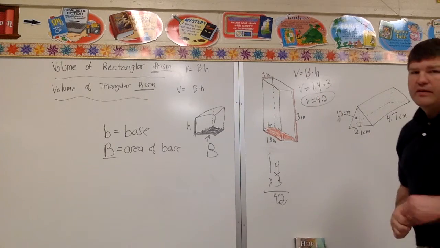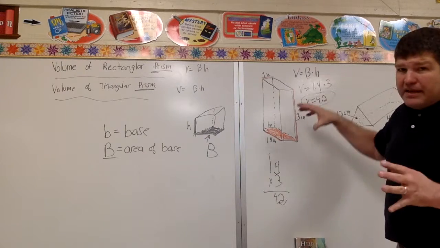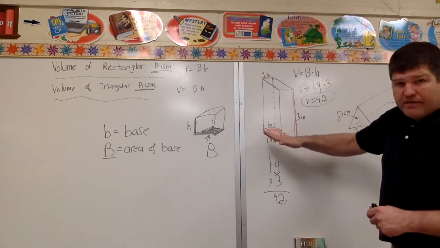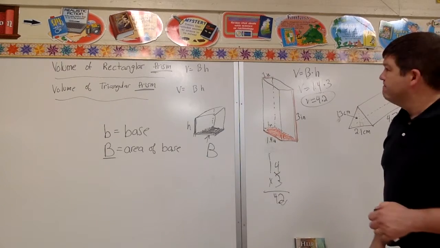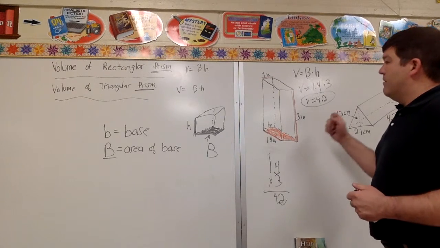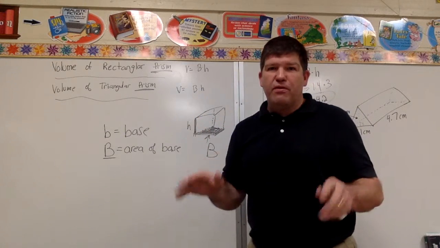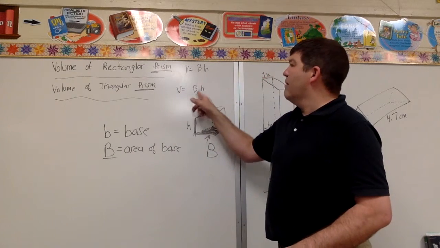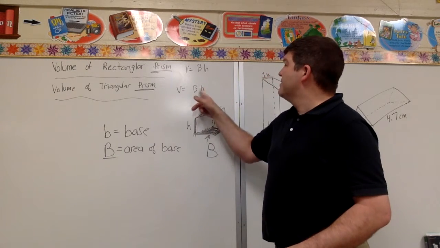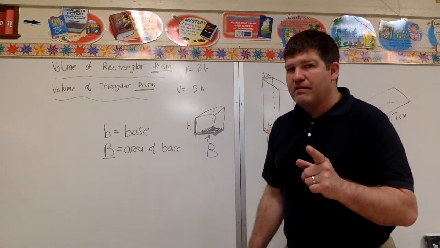Okay. So I use this one formula. Volume equals the big B, which is the area of the base, times the height. Now, triangular prism. Same exact formula. Volume equals the base times the height. But now we're talking about a triangle.